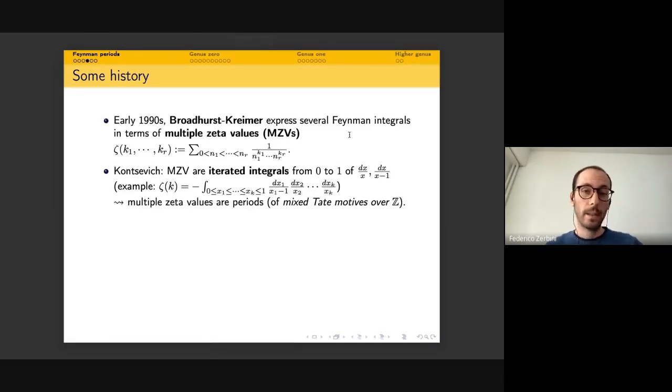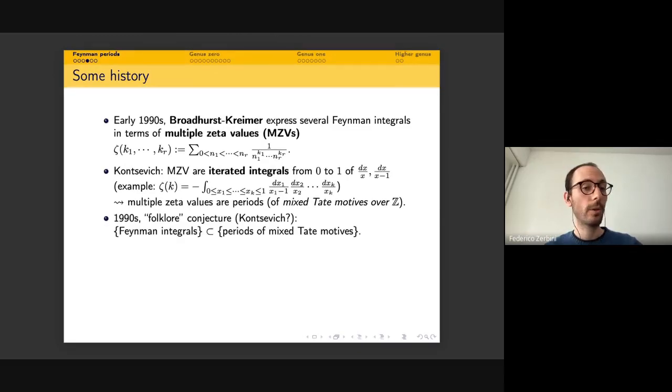This means, of course, these forms are algebraic. I mean, they're rational with rational coefficients. And so multiple zeta values are periods. And in fact, they're very special periods. So they're periods of the simplest category of mixed motives, which is that of mixed Tate motives over Z. I'm not going to talk about motives especially, but it's good to keep in mind where the periods come from. So motives basically tell you what's the geometry behind the periods.